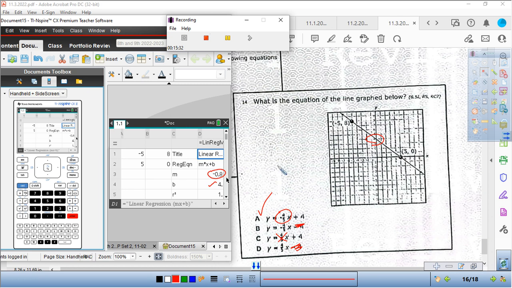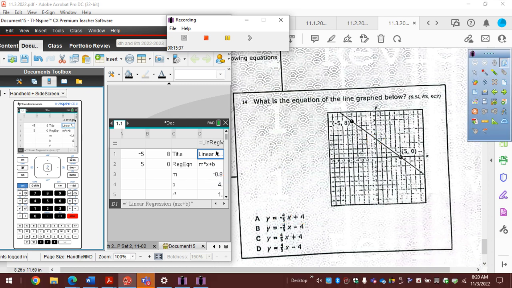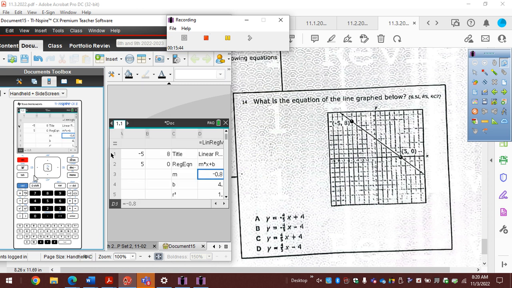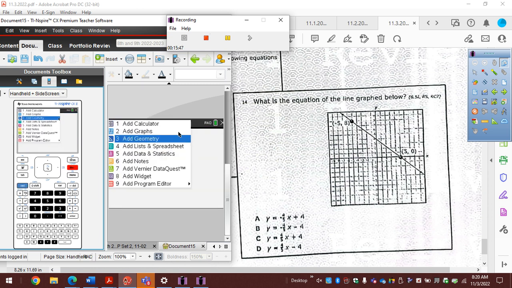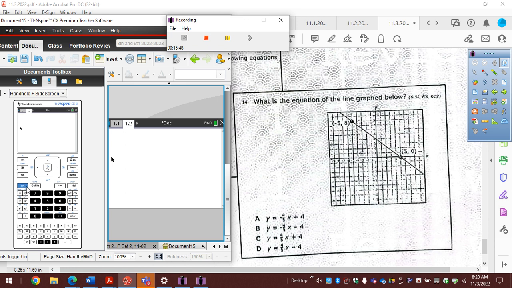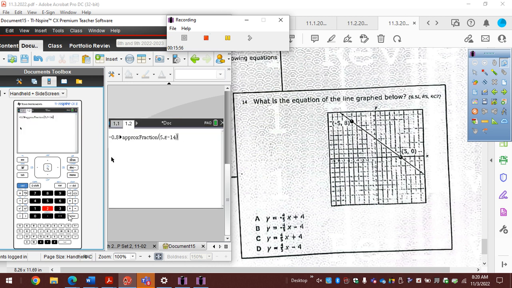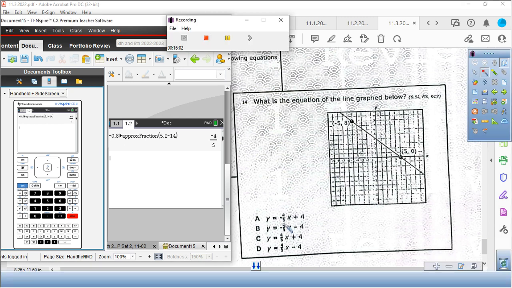Just in case you don't like that method, let me change that decimal to a fraction. So here, Control C. Control add a document again. We're going to add a calculator. Control V. And we'll go to menu. I believe it's 2 to a fraction. There's negative 4/5. And I feel more confident saying that yes, it is negative 4/5 with that positive 4.